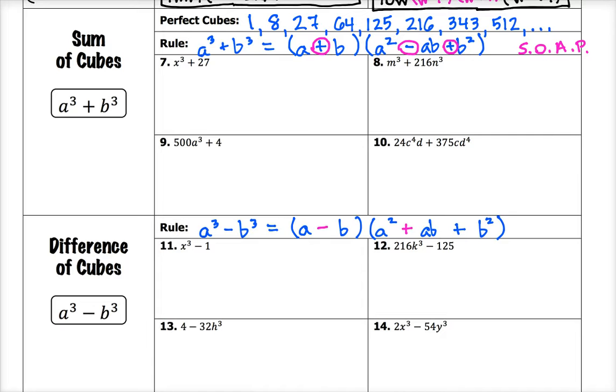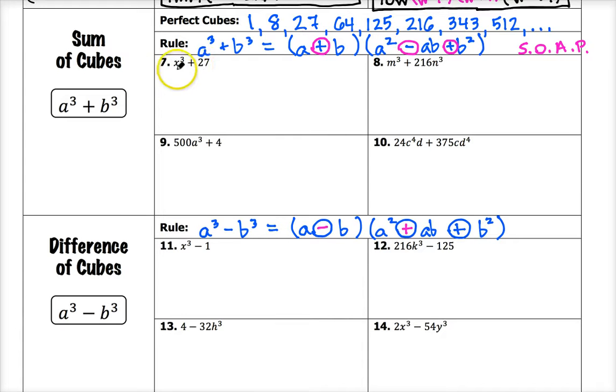For a difference of cubes, the first sign is the same, so a minus for a difference of cubes. The next sign is the opposite, so a plus. And then the last sign is always positive. Okay, so we're going to practice using that acronym here as well as the rule as we do these last few examples. So number 7, x cubed plus 27.